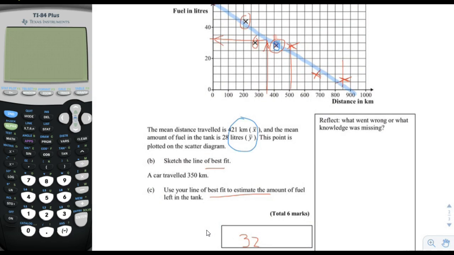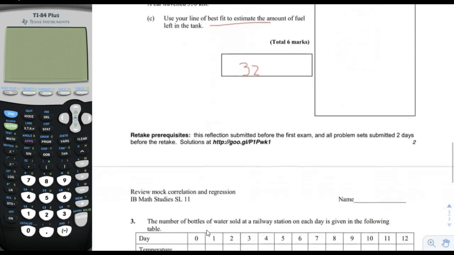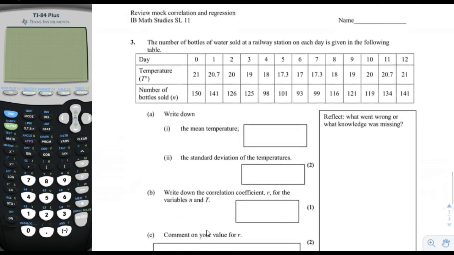All right. Next problem. The number of bottles of water sold at a railway station on any given day is given in the following table. Temperature, number of bottles sold. So it's like they're saying that, depending on what the temperature is, if it's hot or cold, that determines about how many bottles of water you're going to sell. Okay? First it says write down the mean temperature and the standard deviation of the temperatures.